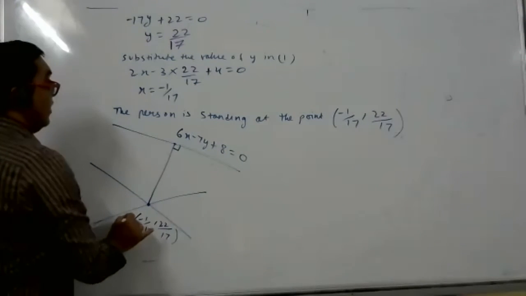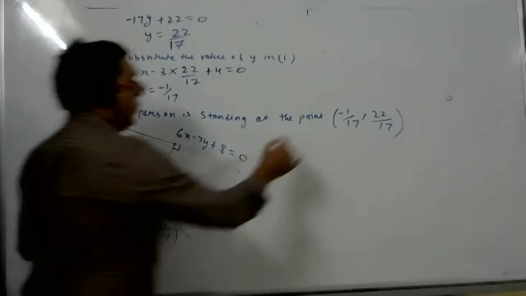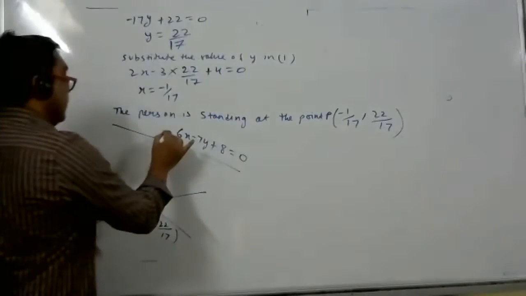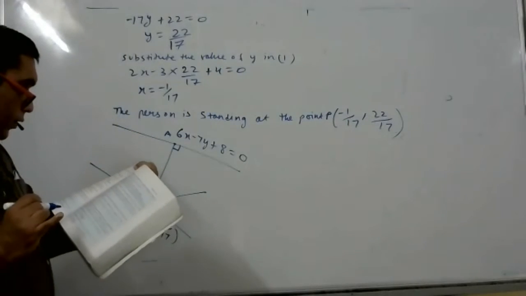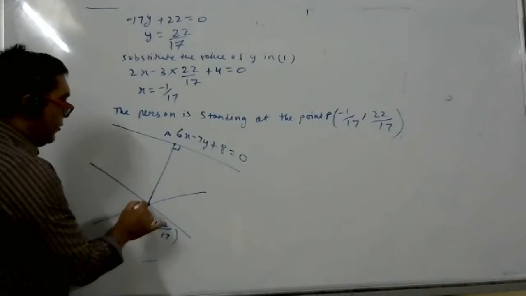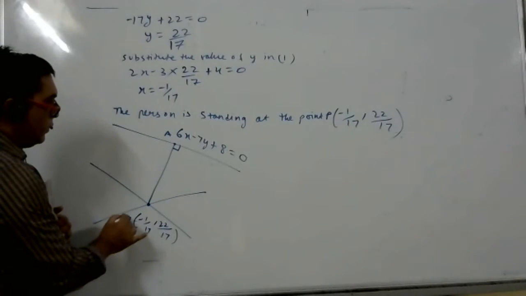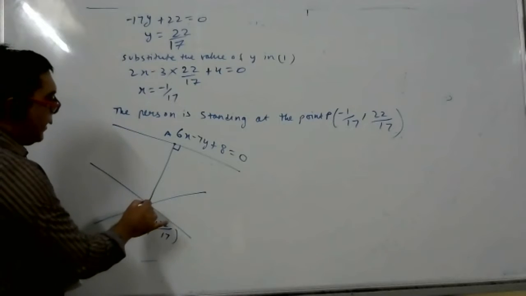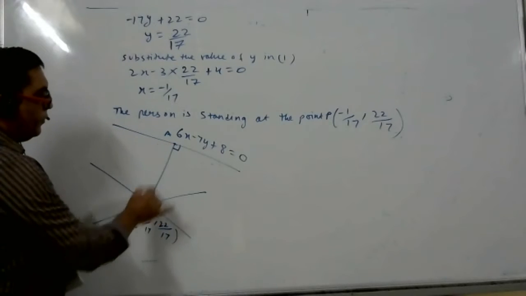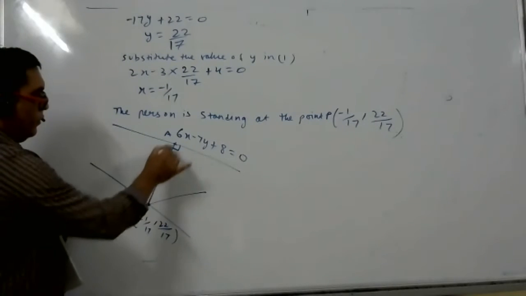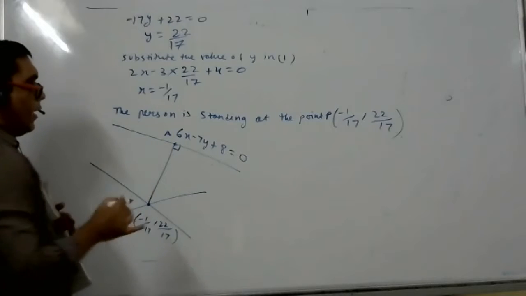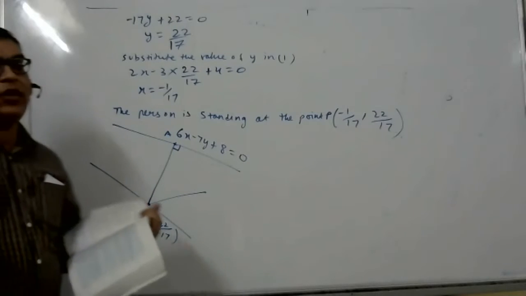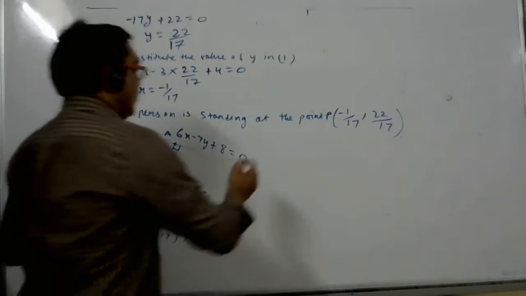This is point P, and he wants to reach in the least time. So what do we have to find? Find the equation of the path that he should follow. Whose equation do we have to find? The perpendicular PA. We have to find the equation of PA. To find the equation of PA means we have to find the equation of the line. So now write down here.